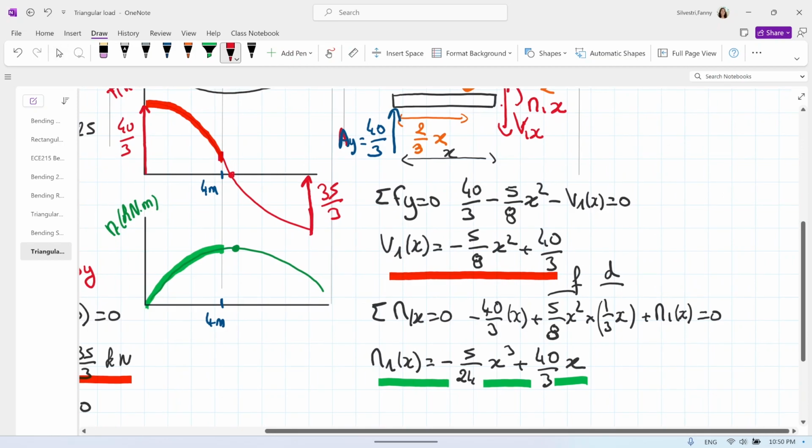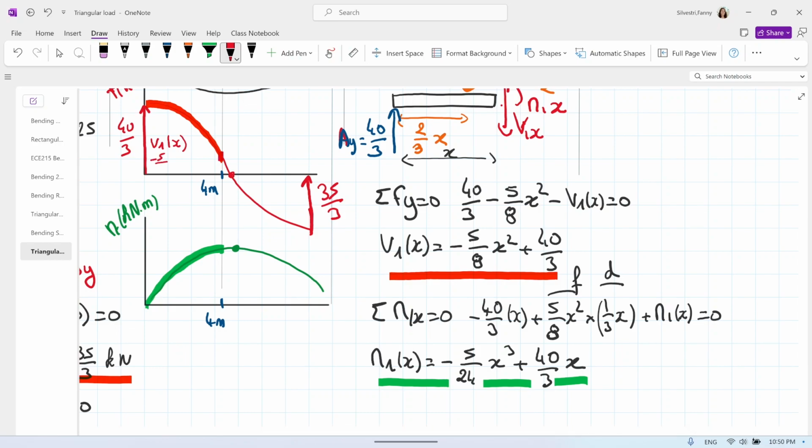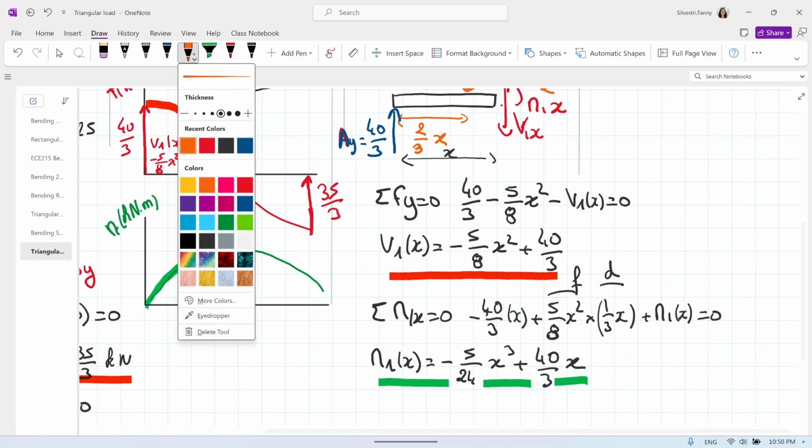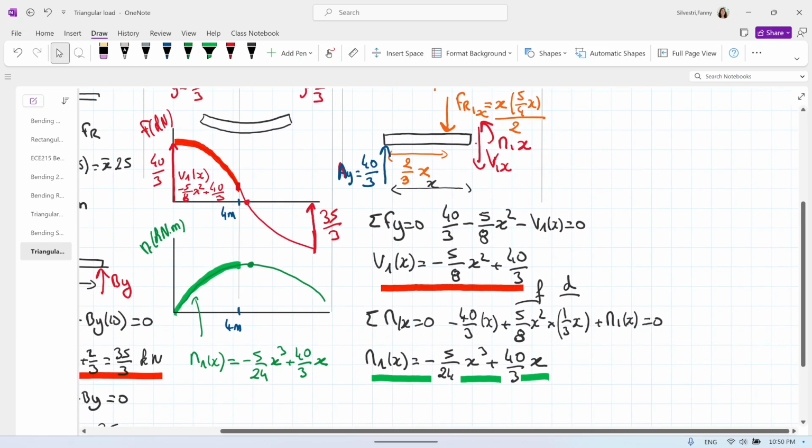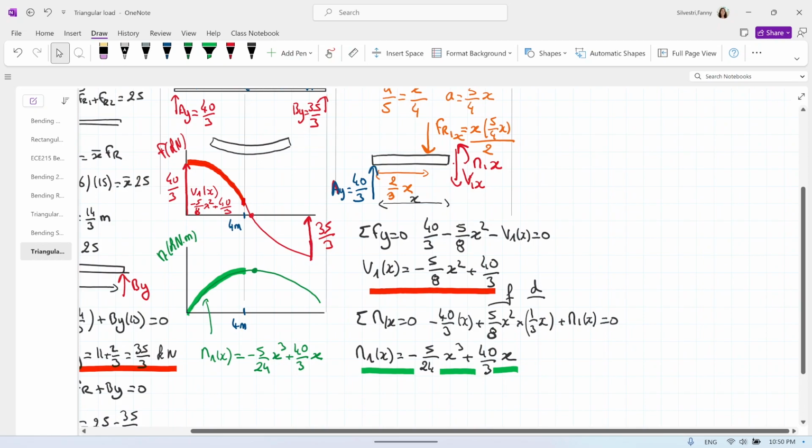Let me write the equations that we found. This one is V1 of x equal minus 5/8 x squared plus 40/3. And the green one, this one is M1 of x equal minus 5/24 x cubed plus 40/3 of x. Okay, I should move that one down a little bit.